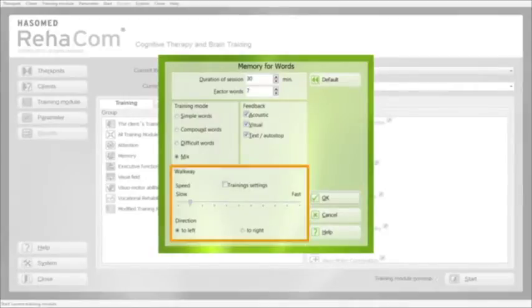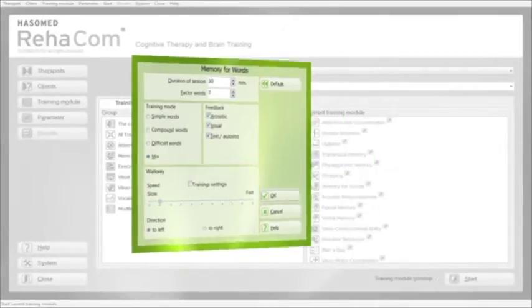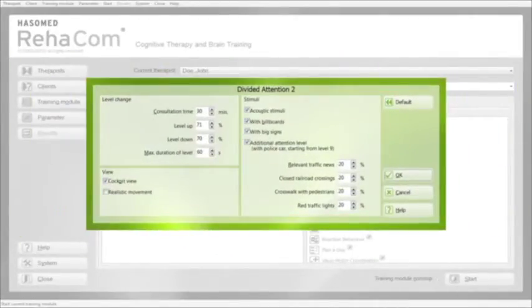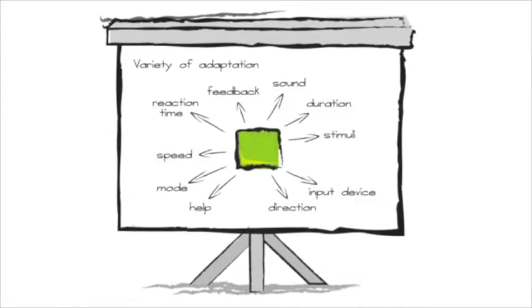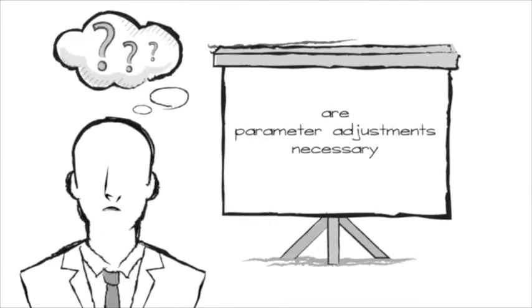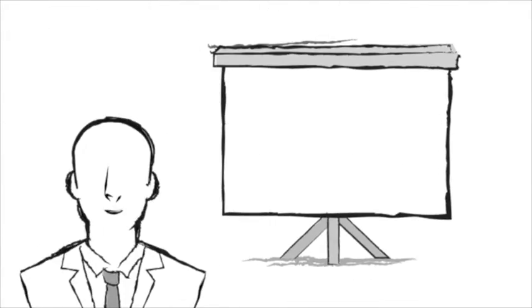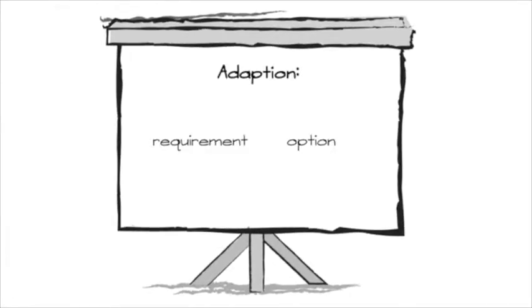Often, the kind and speed of automatic adaptation can be adjusted here too. In most therapies, the therapist can also decide how the patient should operate the training, if they should use the keyboard, mouse, or touchscreen. Sometimes the working speed of the patient can be adapted. In other modules, special aspects of therapy can be highlighted. The variety of adaptation is nearly endless. But don't worry, to start with RIACOM, no parameter adjustments are necessary. Adaptation from the default settings is only an option, not a requirement.